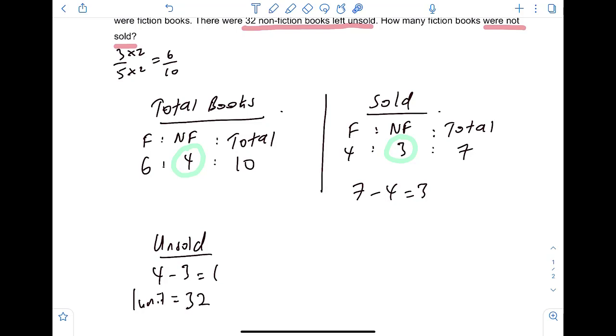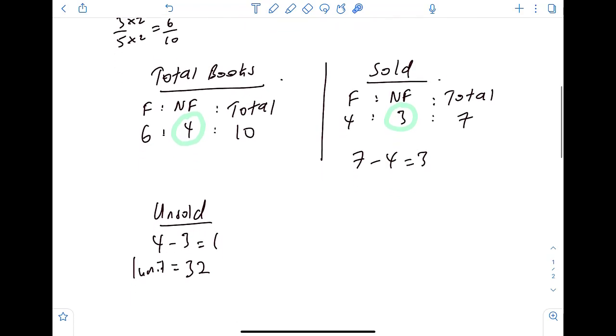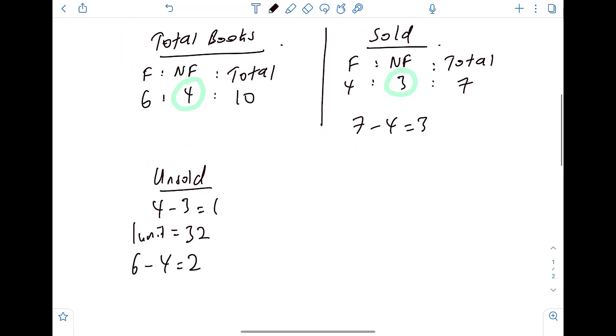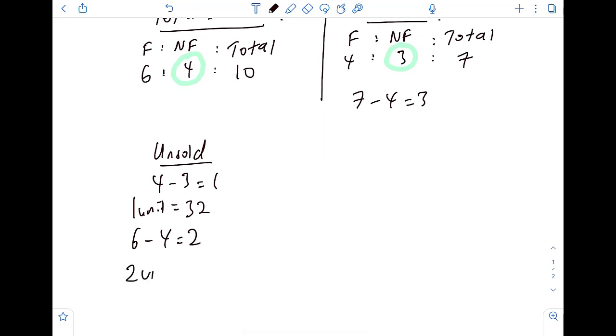How many fiction books were not sold? So basically 6 minus 4. That will be whatever is unsold for the fiction, and that will give us 2 units to be equivalent to 32 times 2, and that is 64 fiction books that were left unsold.